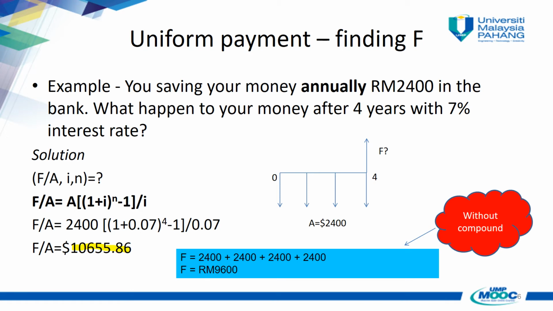If there is no compounding, our calculation will become only 9,600 ringgit, almost 1,000 difference in 4 years' time.